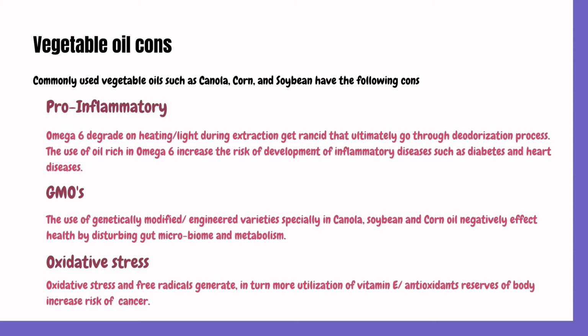Moreover, vegetable oils have health side effects because omega-3 and 6 degrade during the process of extraction, refining, and decolorization by light and heat, ultimately causing rancidity of oil. The rancid oil goes through the deodorization process before getting sold and is not good for consumption. The use of genetically modified or engineered varieties negatively affects health by disturbing the gut microbiome and metabolism. Oxidative stress and free radicals generate due to these oils, in turn more utilization of vitamin E antioxidant increases the risk of cancer.